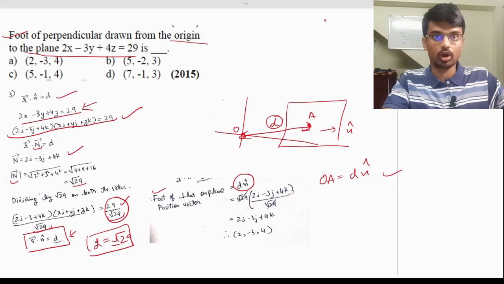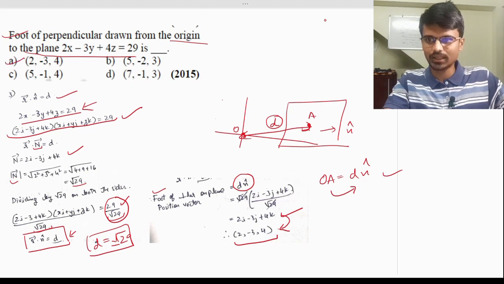We already know O. Then OA is nothing but d and n cap, because the direction is n, the normal vector. So if I put my values in this formula, I get the vector 2i cap minus 3j plus 4k cap. So this is a position vector. From that I can extract the position, right? 2 comma minus 3 comma 4. So this is my foot. These are the coordinates of the foot of the perpendicular. So the correct answer is option A.